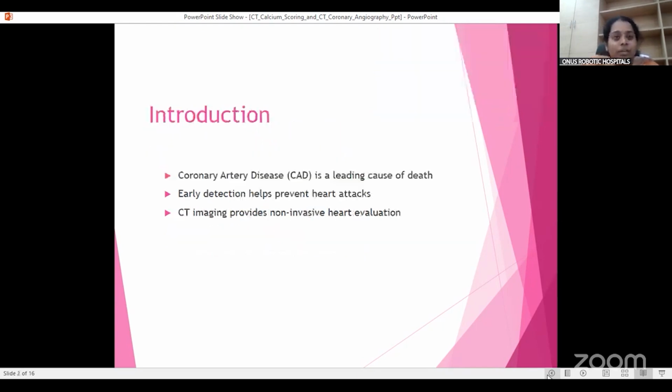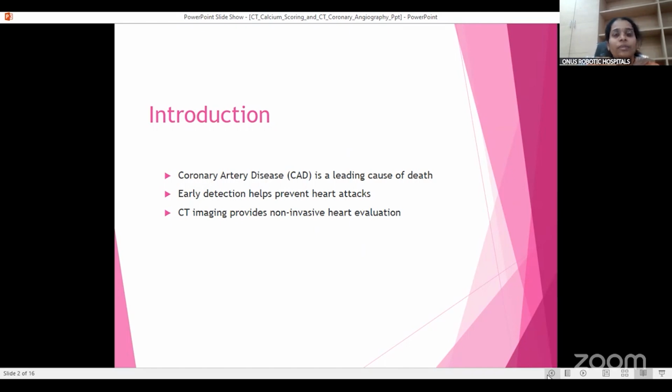CAD, as we all know, is a leading cause of death, and early detection is going to help prevent heart attacks. It can further help in managing these blocks before the LV function decreases and there is further damage to the heart muscle. CT imaging provides a non-invasive method, and as we know, the angiogram is an invasive method. So when we are not sure whether the patient is going to have a lesion, or just to screen patients, it's better to go for the CT coronary angiogram.